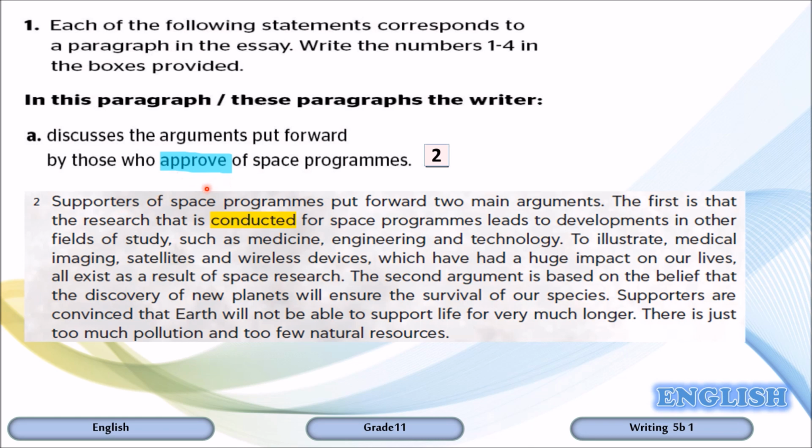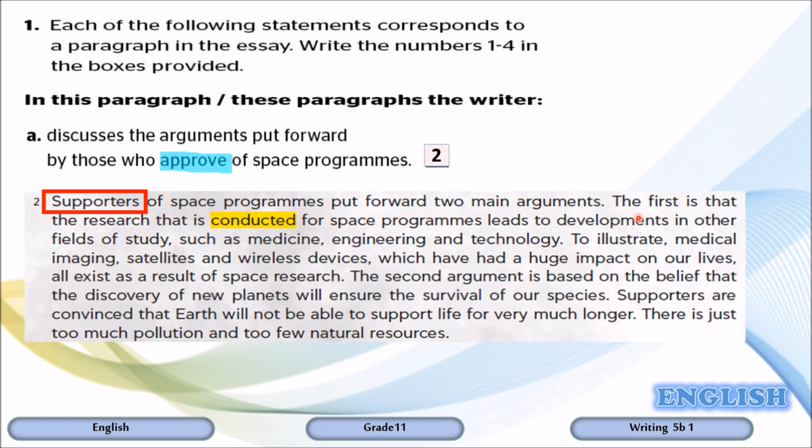So when I say approve, it means that they are in favor of. Give me one word that shows those people approve space programs. Excellent. Supporters. The word supporters. They are in favor of. So how many arguments do we have in this paragraph? Excellent. 2 arguments. Do you know where is the first one? Look at this. Supporters, and here we have a topic sentence. Supporters of space programs put forward 2 main arguments.